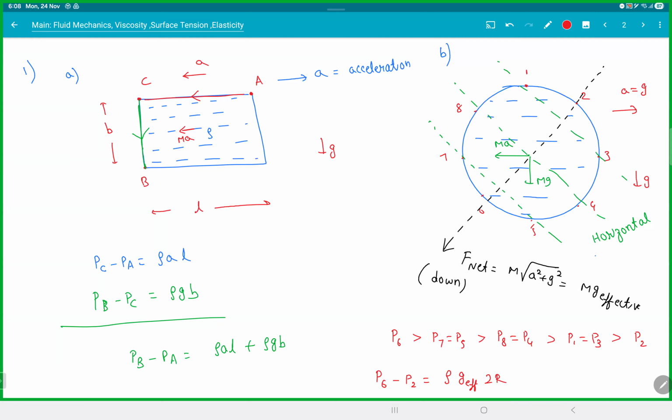The same thing again, g effective you'll use in SHM. You can also use it in electrostatics. You can use it in fluids. You can use it in laws of motion. Multiple places this thing will pop up. So be careful with that g effective thing.